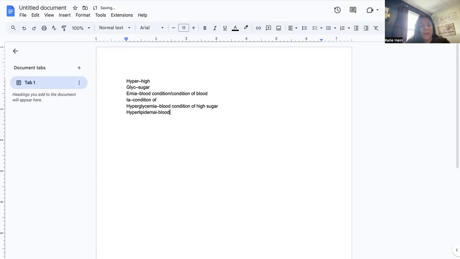So if we have hyperlipidemia, we have a blood condition again, right? Blood condition, because we've got that emia in here again, right? Emia, remember, is blood condition or condition of blood. Hyperlipidemia then is going to be a blood condition of something that's high again, because we've got hyper again, right? We've got hyper in here. So let's kind of highlight these.